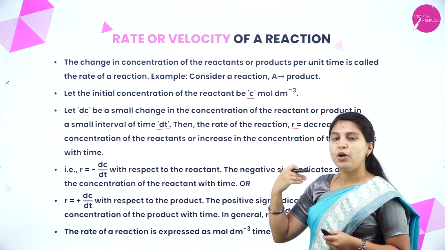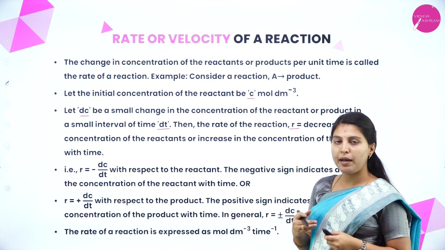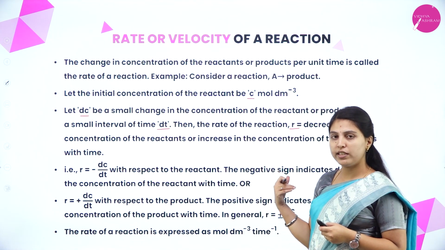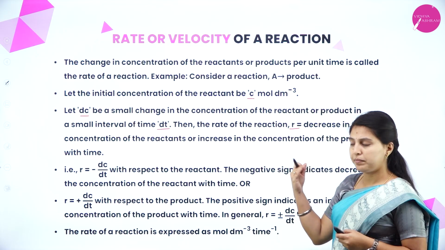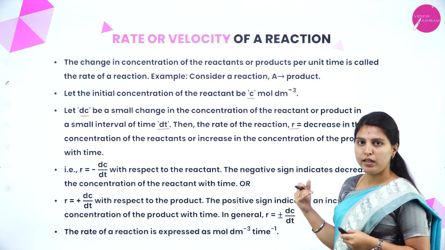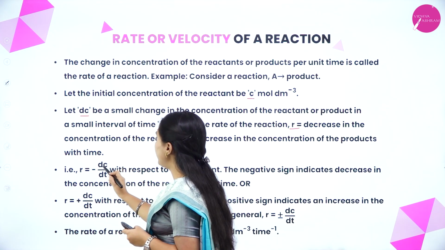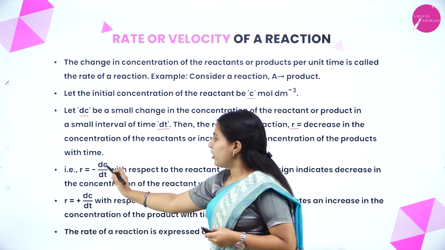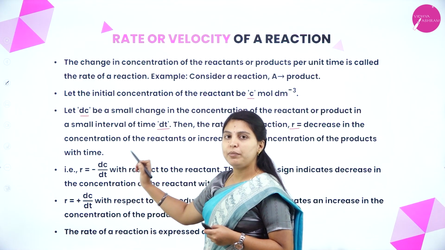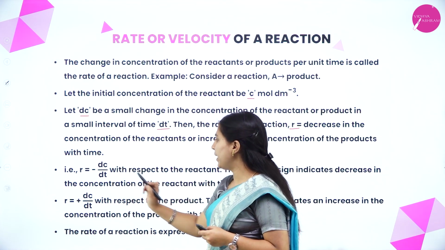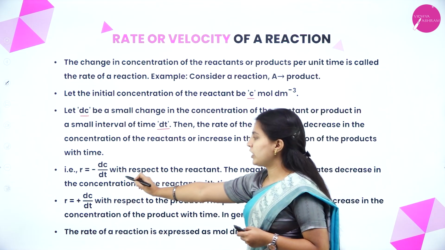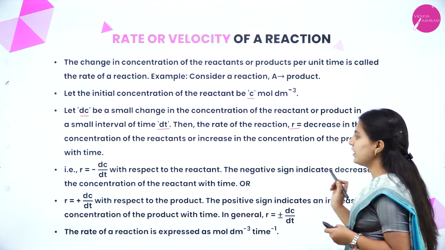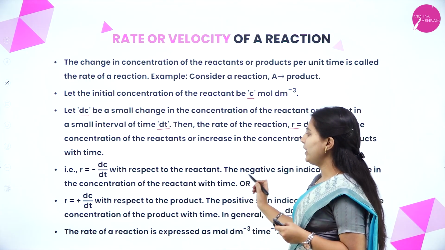From reactant to product, what will happen? The concentration decreases on the reactant side and increases on the product side. One or the other will happen. That is, r equal to minus dC by dt with respect to the reactant, because the concentration of the reactant will decrease. So, minus dC by dt with respect to time for the reactant. The negative sign indicates a decrease in the concentration of the reactant with time.